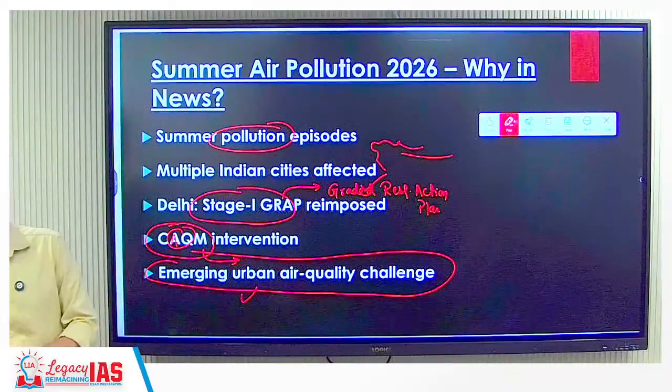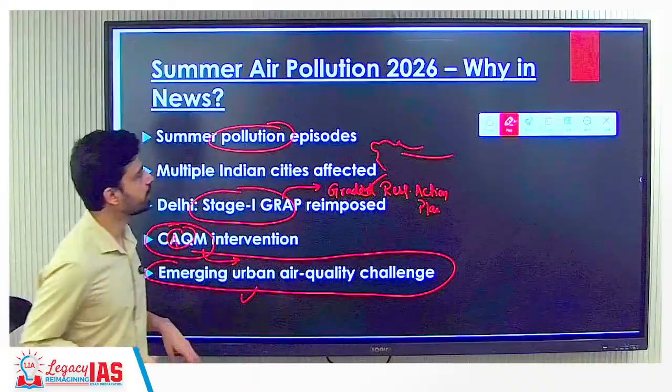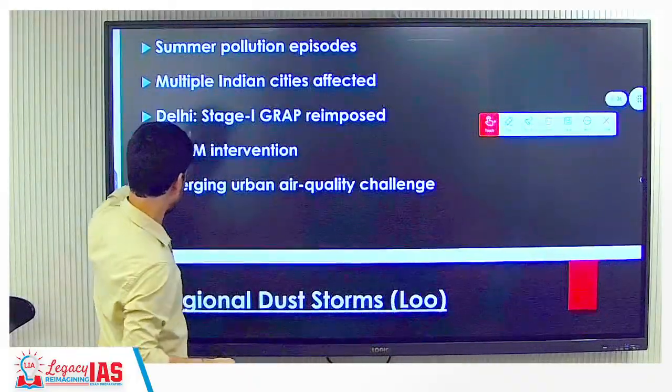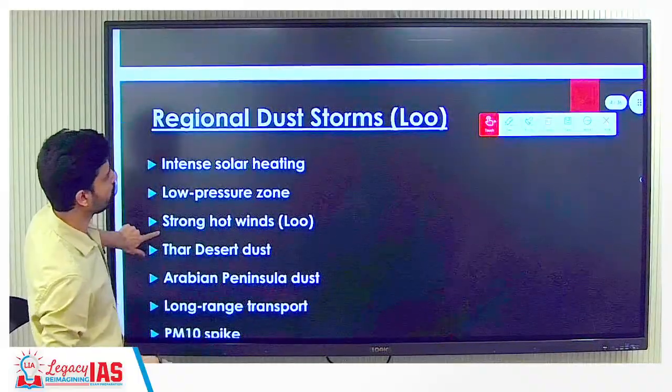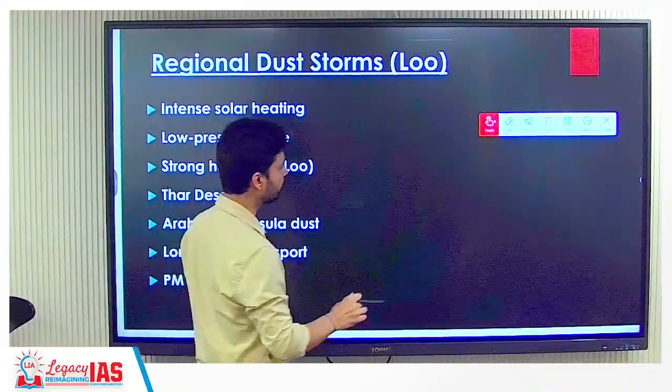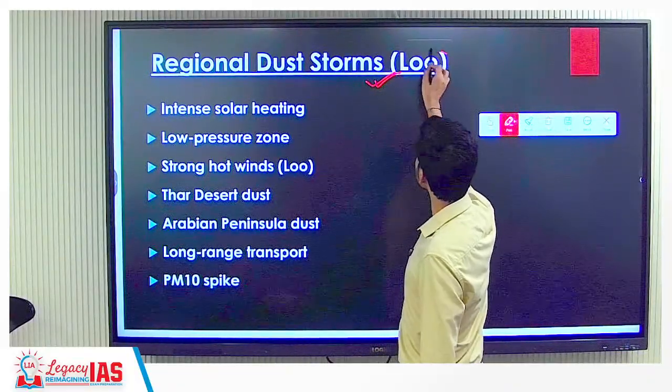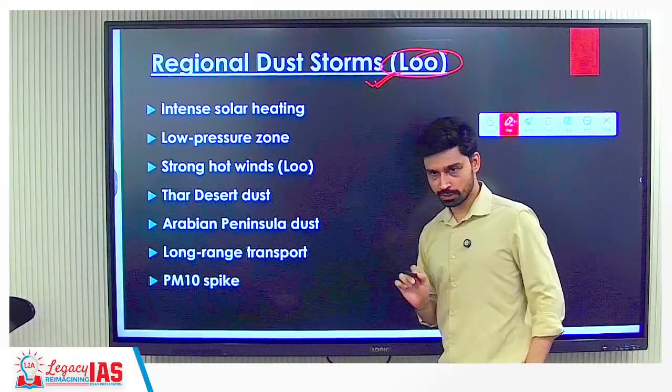what? Pollution in the urban areas. Okay, the urban air quality challenge that we have. So this is the reason why this particular topic was in the news. Now if you look at the region, why in the summer month are we experiencing regional dust storms? So the first reason is local winds. We have studied, right?